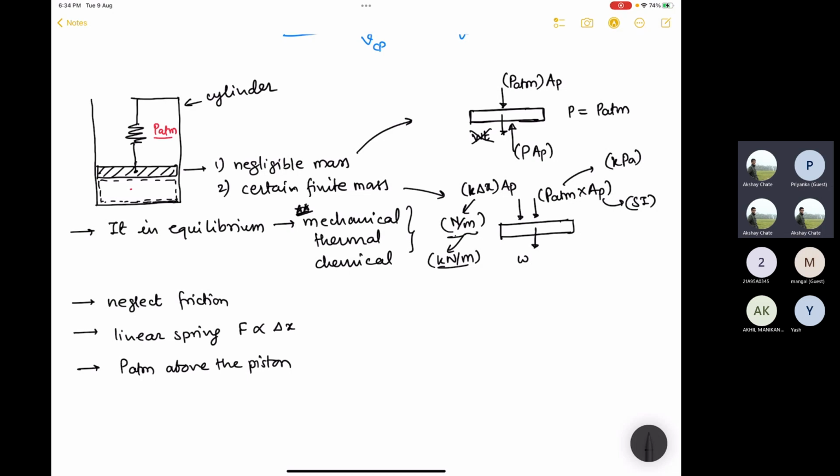Then there will be weight of piston, which will be mass of the piston into gravity g, and the force will be divided by the area of piston.